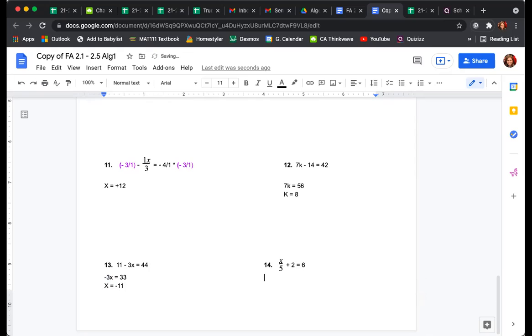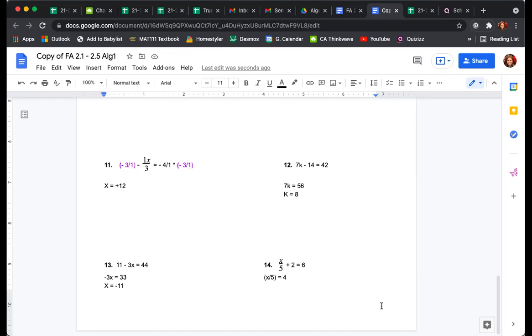Last one. Again, as always, just like we've been doing up here, if there is a constant, we want to get rid of it first. I've got a plus 2 here. I want to get rid of it. So I do the opposite, or I do the inverse, which would be subtract 2 on both sides. The fraction stays for right now. X over 5 equals 4 because I'm subtracting 2 on both sides.